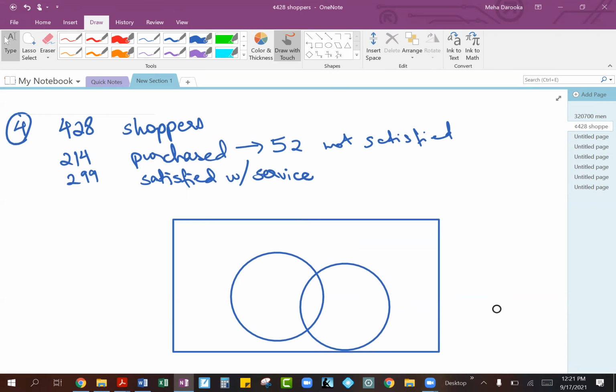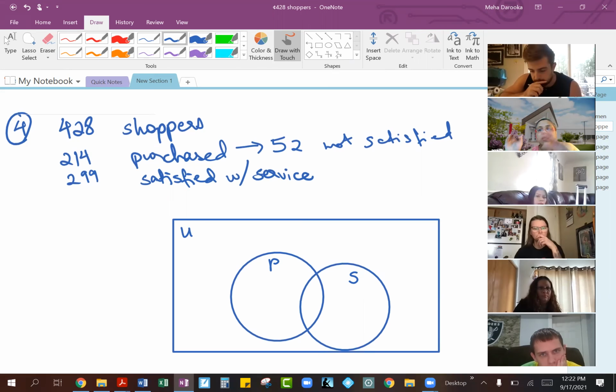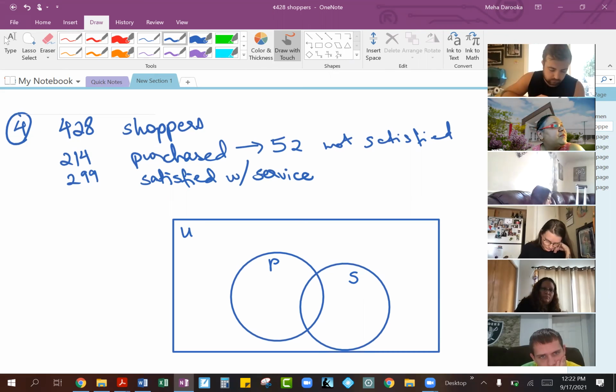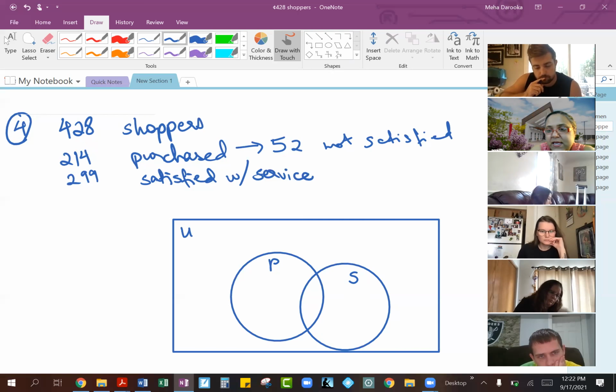All right, let's see. So we have our universal set. We have people who made a purchase and people who were satisfied. So they're telling us there's a total of 428. So again, just like we did with the single men example, everything inside the rectangle has to add up to 428. So they're telling us 214 made a purchase. Out of those, 52 were not satisfied. So we know everybody in the P circle has to add up to 214.